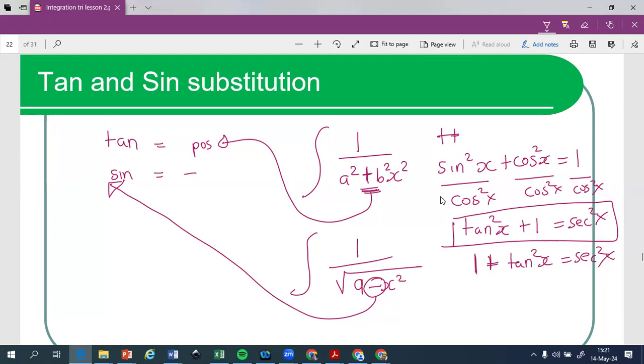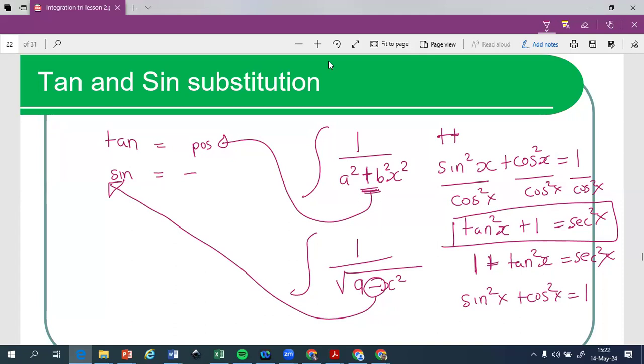When it comes to using sine or cos substitution, what do you need to remember? You need to just remember that always sine squared x plus cos squared x is equal to 1. So this is the identity we use. Those are going to be the major identities we are going to use for this part. Members, are we on track?